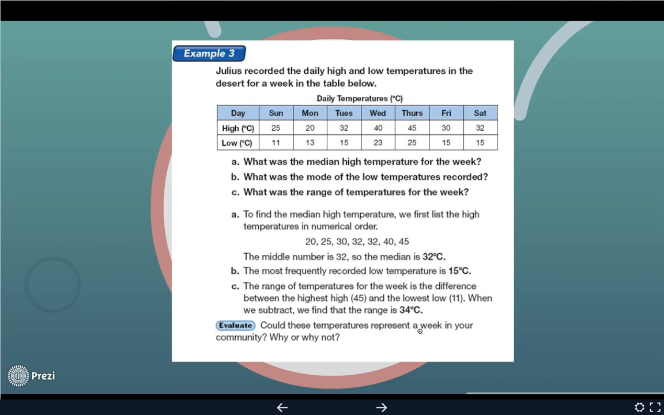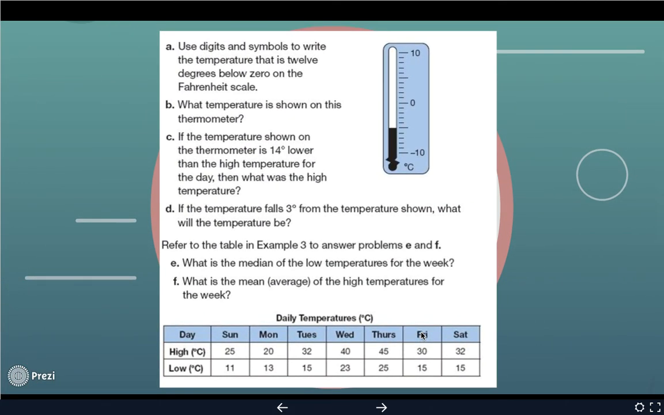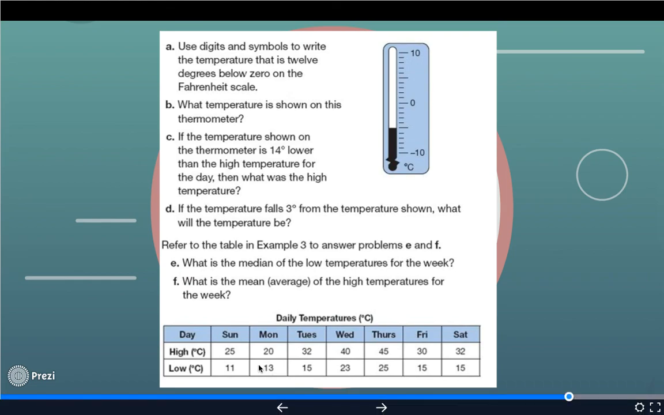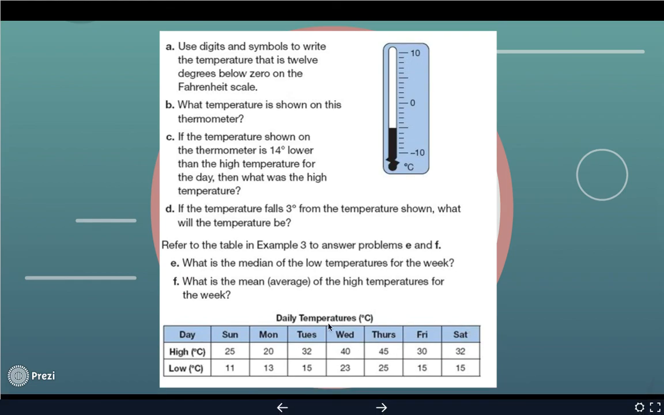Okay. All right. Here's your lesson practice for tonight. You have A through F. For E and F, you can use these temperatures here on the bottom right. So you don't have to go back to example number 3. Just use this one that I put in there for you.